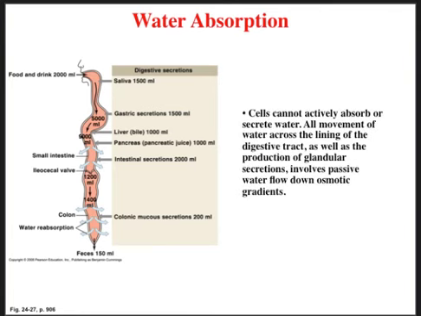Okay, what about the water? Cells can't actively absorb or secrete water. Water moves by osmosis. All of the movement of water across the lining of the GI tract, as well as the production of glandular secretion, involves passive water flow down osmotic gradients.